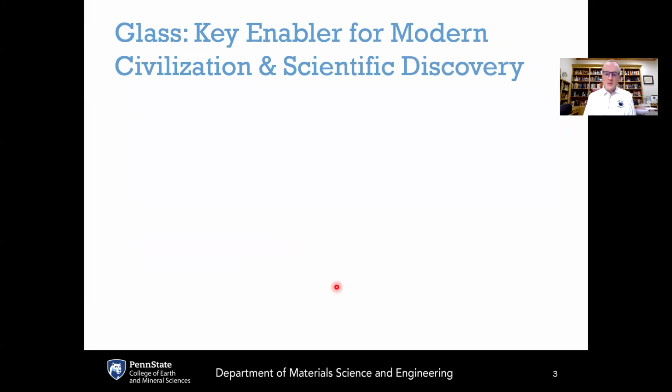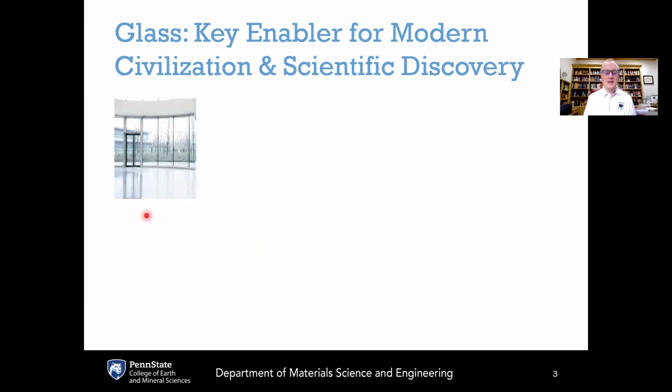So, what are some of the ways that glass has been a key enabler for modern civilization and also provided some of the tools for scientific discovery and enabling breakthroughs in other fields? One of the most common examples of the importance of glass is something that we experience every day, but really take for granted, and that is glass windows in architecture.